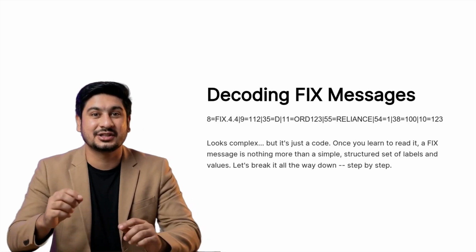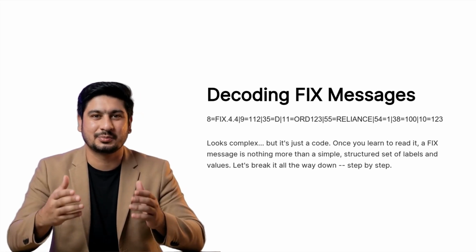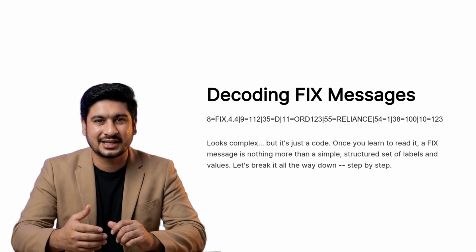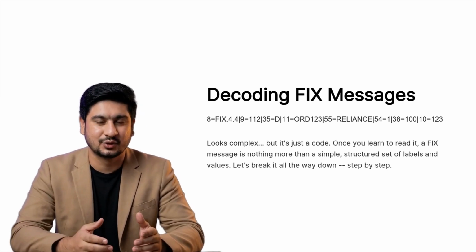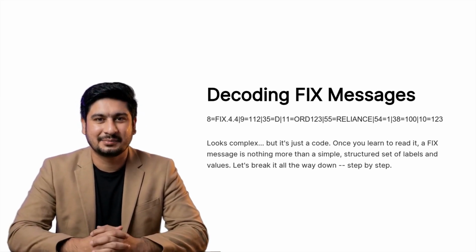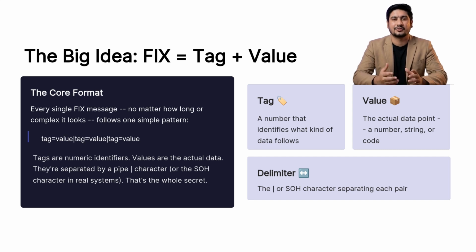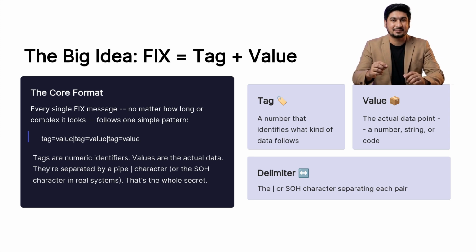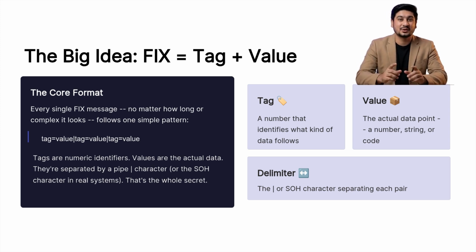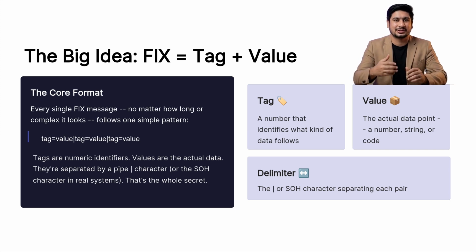A FIX message is a structured code. Each part is a label value pair, making it easier to decode once you understand the format. Let's analyze it step by step. Every FIX message follows a simple pattern: tag equals sign value. They're separated by a pipe vertical bar character or Start of Header in real systems. This structure is the core of FIX messages.